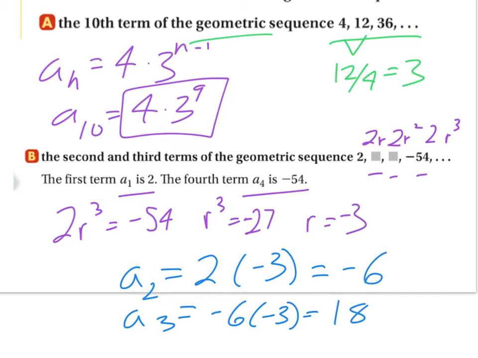And I can double check to make sure that my pattern appears to work by multiplying the 18 by the negative 3 in order to get negative 54.